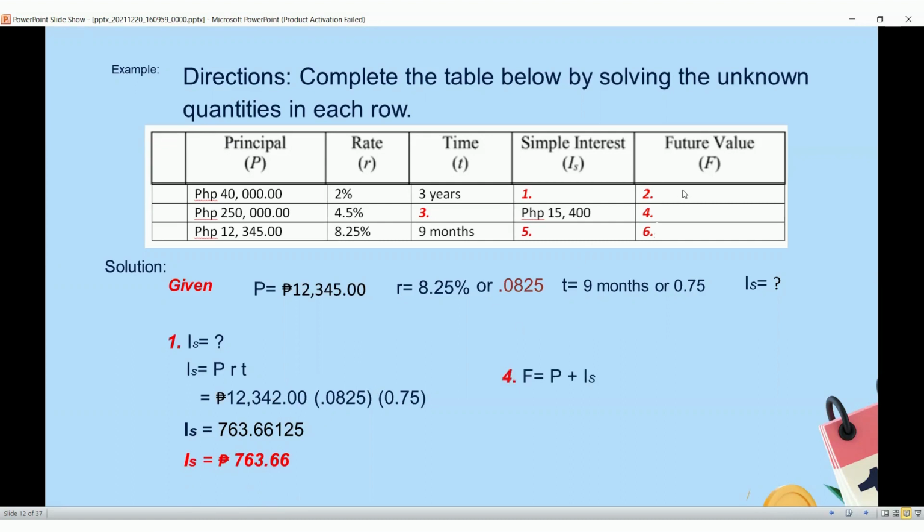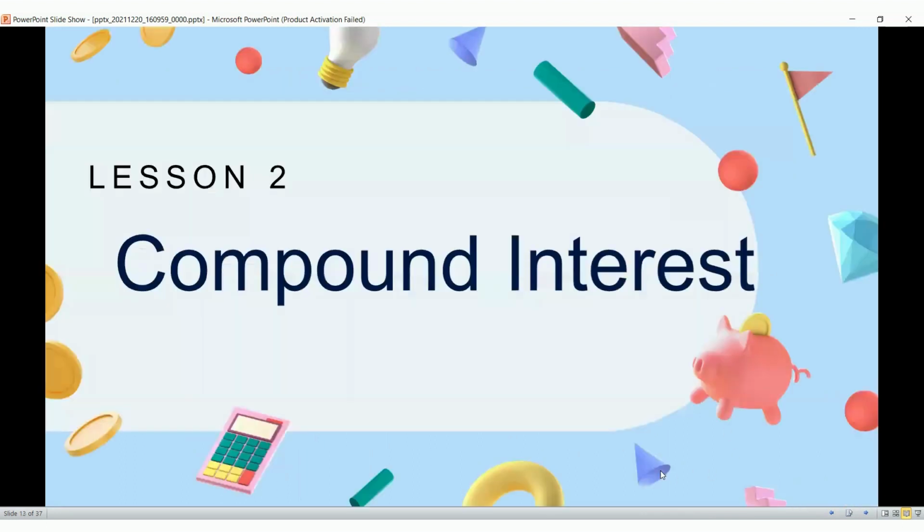So, for our future value, nakuha natin yung I. Substitute na natin yung P and I. 12,345 plus 763 pesos and 66 centavos. We will then have 13,108 pesos and 66 centavos. So, next. Tapos na tayo dito. So, proceed tayo sa panibagong lesson.